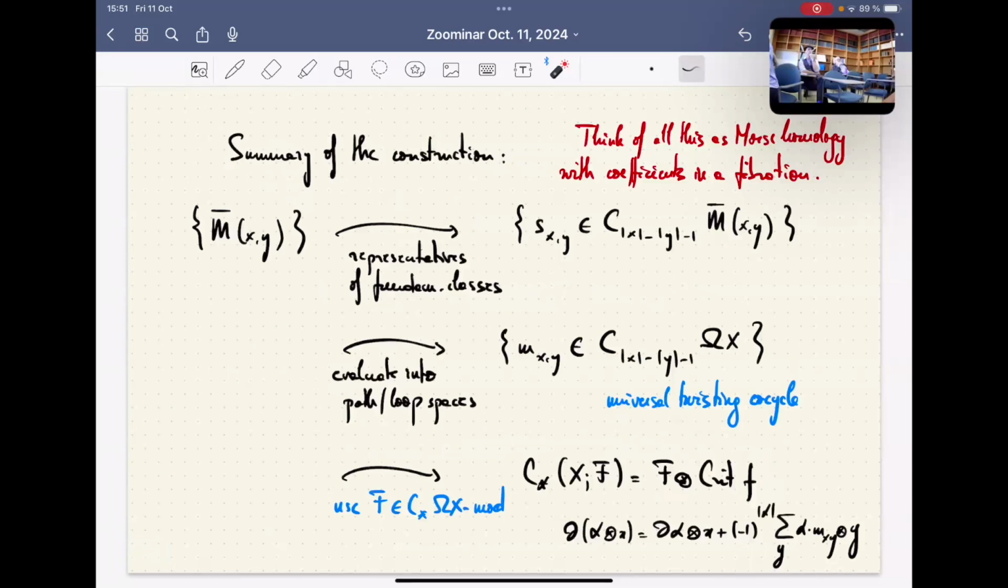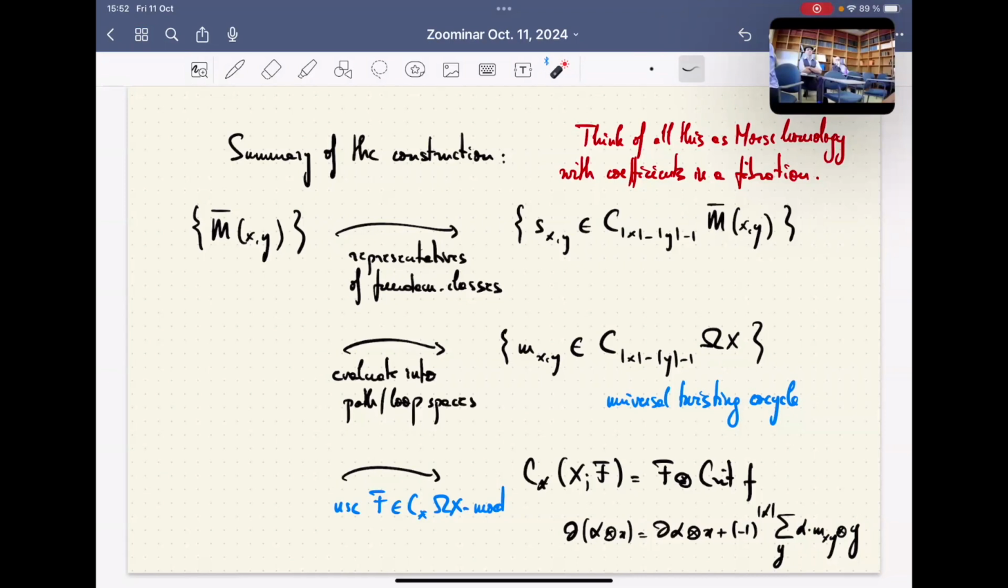So since there were 3 or 4 slides, let me make the summary of the construction. I started from the compactified moduli spaces. I picked representatives of fundamental classes. I evaluate into path or loop spaces in order to obtain this collection, which I called the universal twisting cocycle. And I use this collection together with the data of my module over the chains on the base loops in order to build a complex.